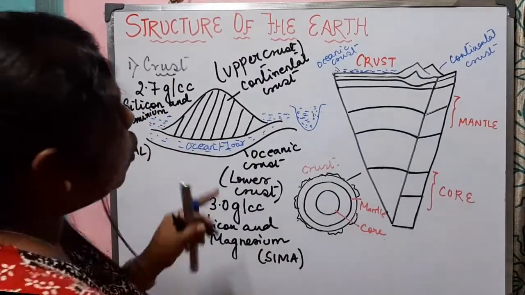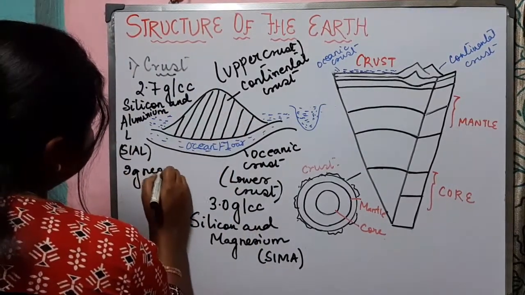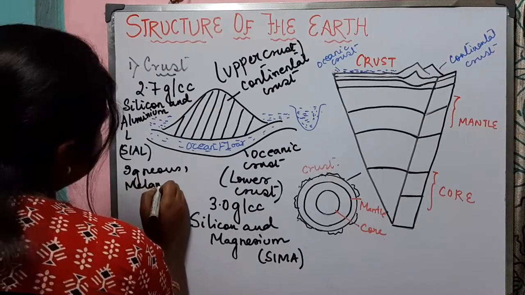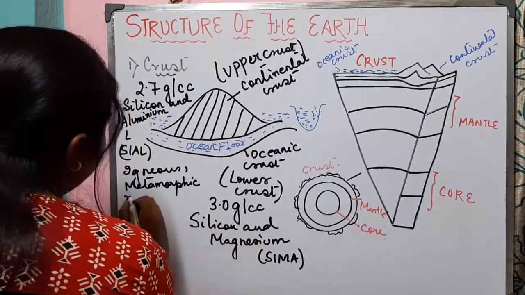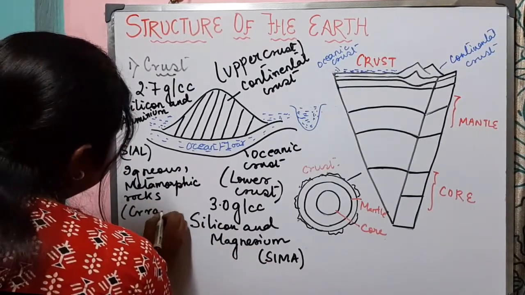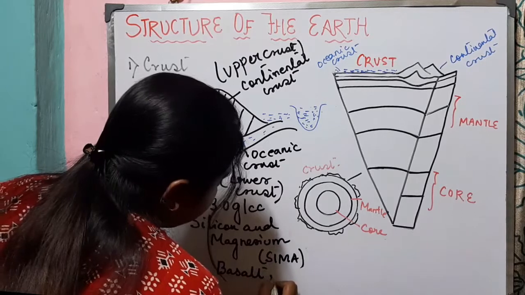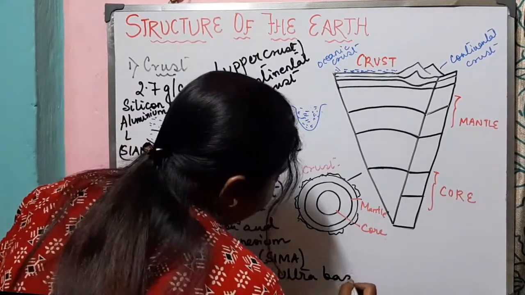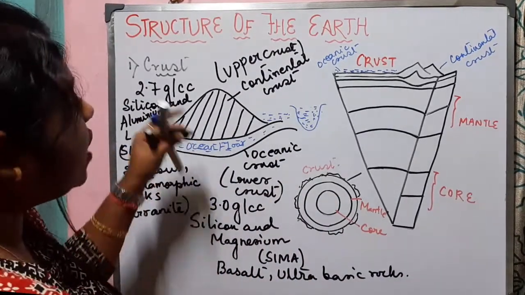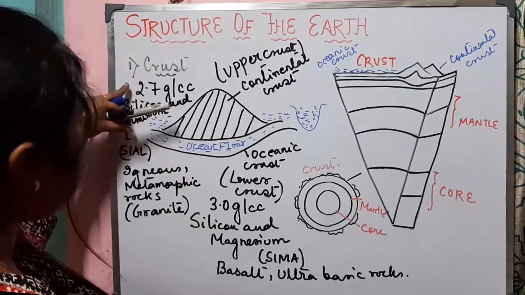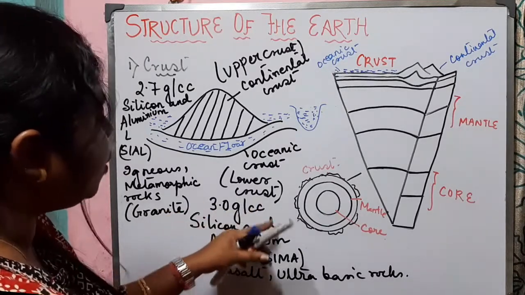Now, if we talk about the rocks that are found in the continental crust, we will see that igneous and metamorphic rocks, such as granite, are found. The oceanic crust contains basalt and ultra basic rocks. As we have understood, the continental crust is of much lesser density and the oceanic crust is much denser, that means it is heavier, at 3.0 gram per cubic centimeter.